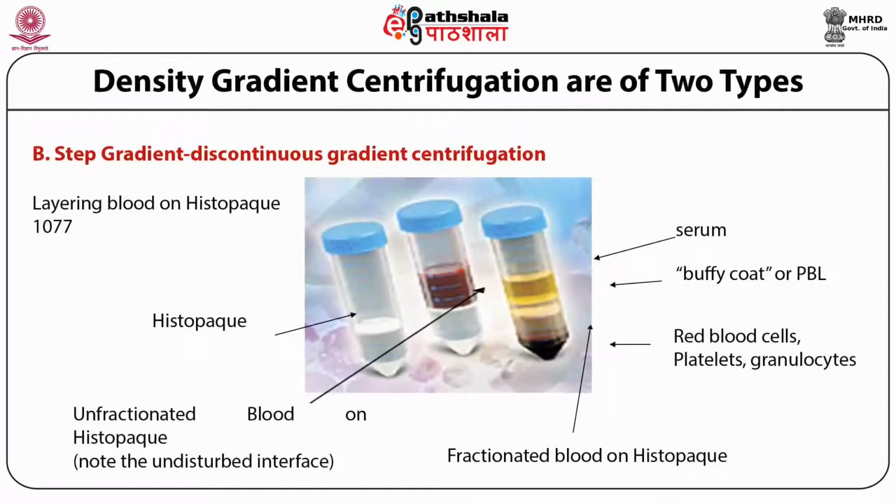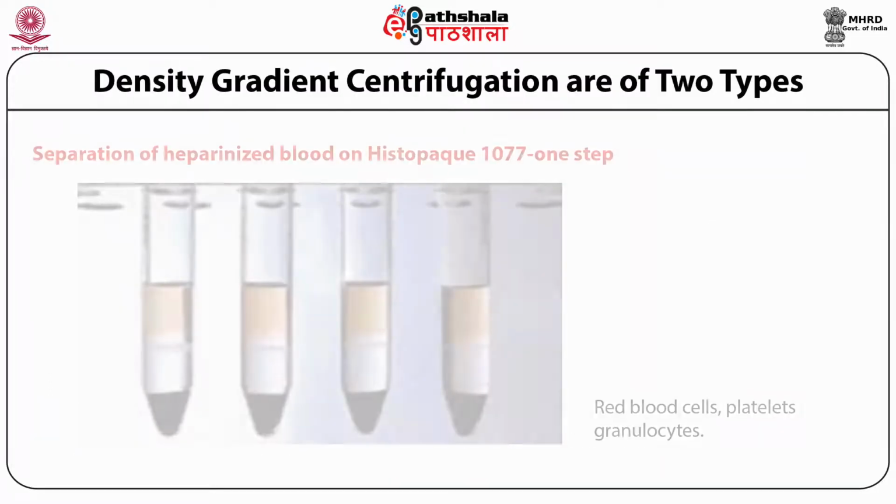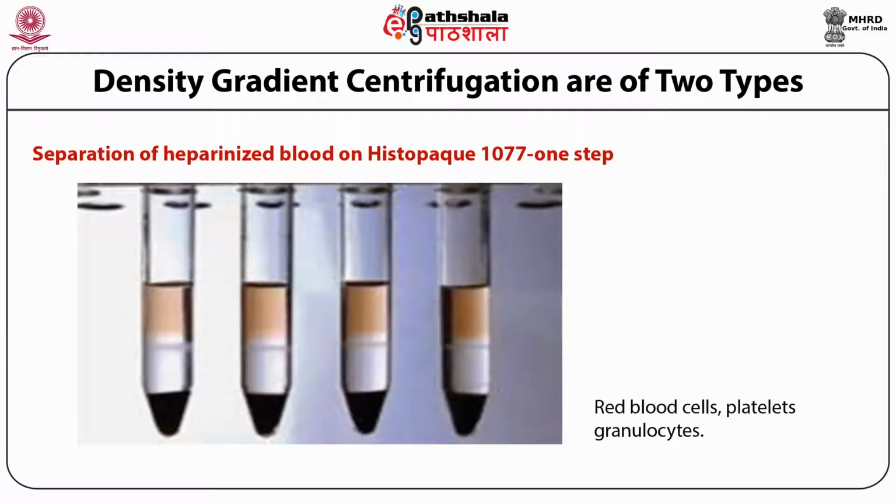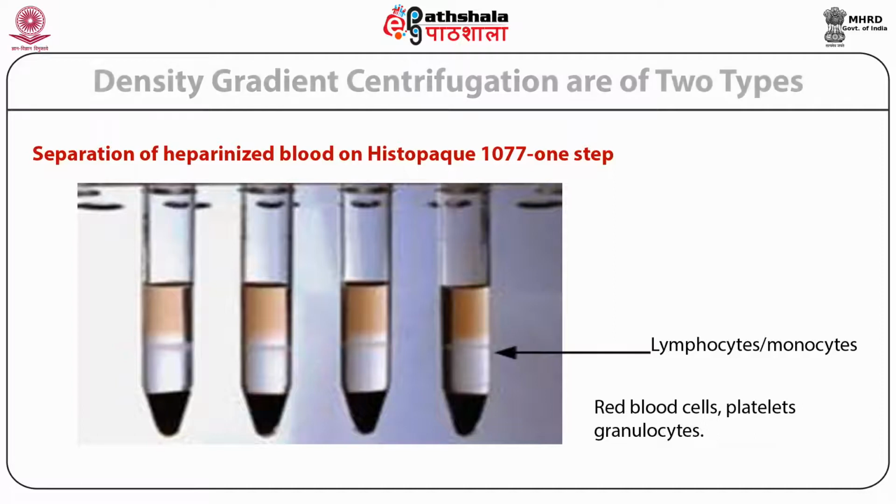The separation of it is an example of step gradient, or discontinuous gradient centrifugation, in which the gradient is discontinuous, whereas earlier it was a continuous gradient. Here you can see the blood components separated on the basis of their difference in density in the form of layers. As an example, in Histopaque 1077, you can see the lymphocytes and other blood components separated according to their size in the different density medium.